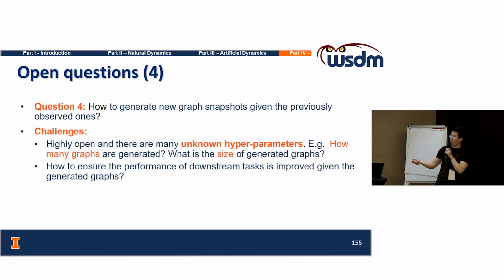And also, we have no idea what the size of the generated graphs should be, right? Maybe we can increase the size of the generated graph in the following steps, or maybe we should shrink the size of the generated graphs. And this search is actually non-differentiable in my view. So we have no idea how to generate a new graph snapshot to serve the final downstream tasks.